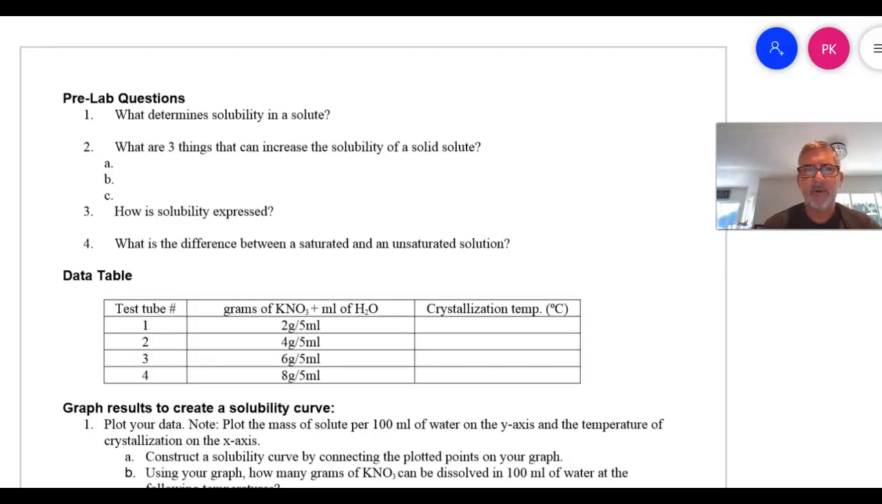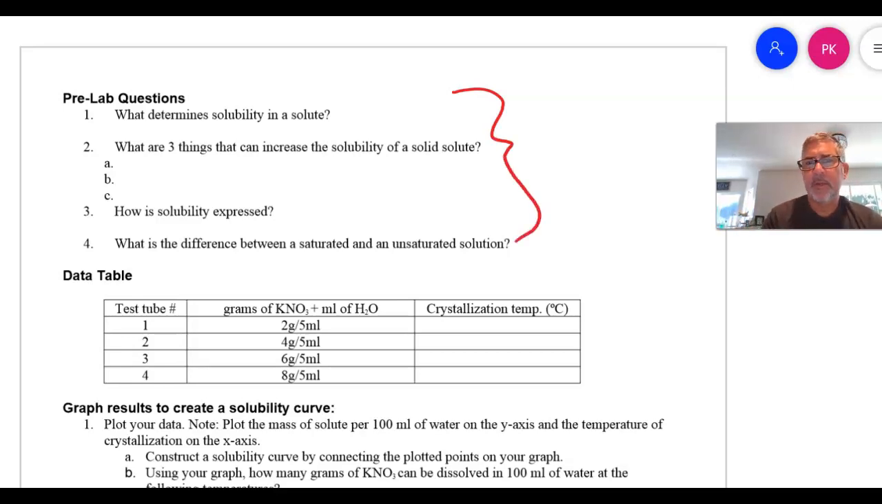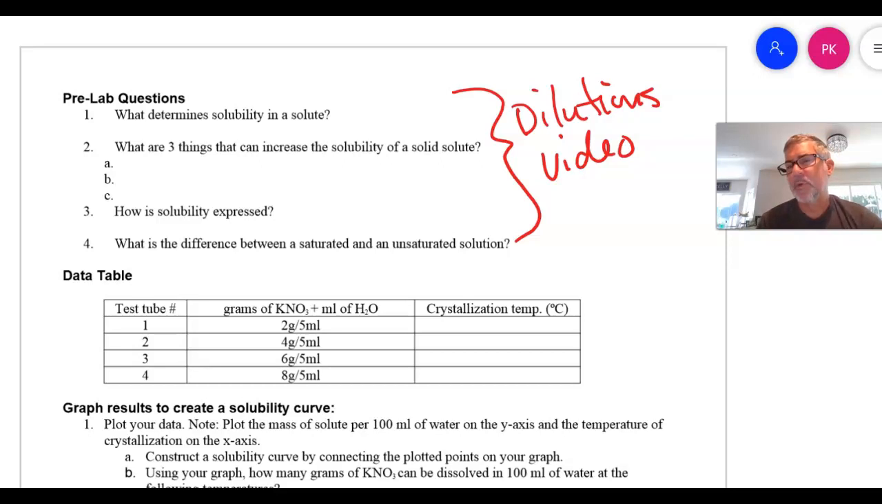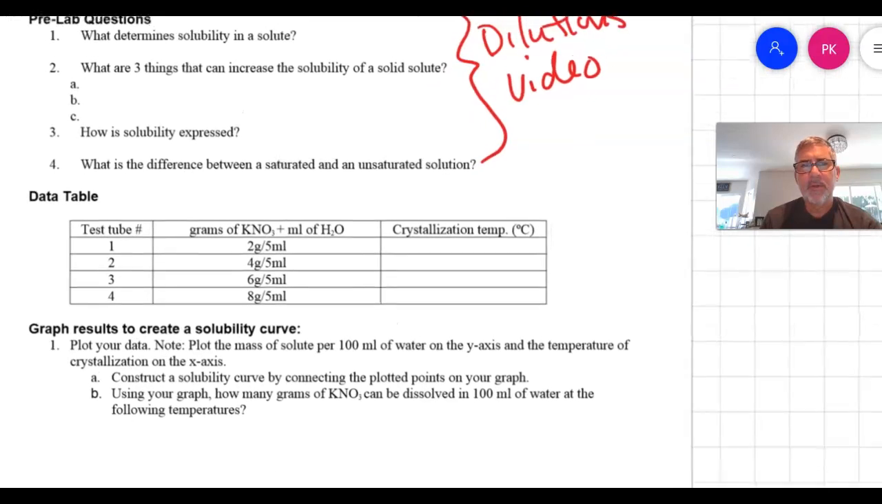Alright, some people are asking for help with the solubility lab, so let me try to help you out a little bit. Okay. So first of all, the pre-lab questions, you can get most of those answers from the dilutions video. In fact, this whole lab I talk about at the end of the dilutions video, and I tell you how to read stuff. Alright, so that's the first thing.